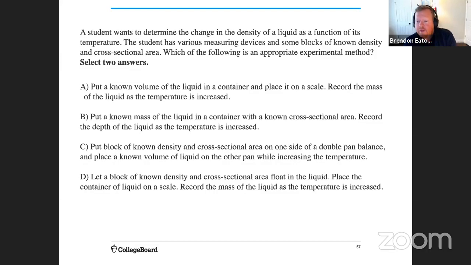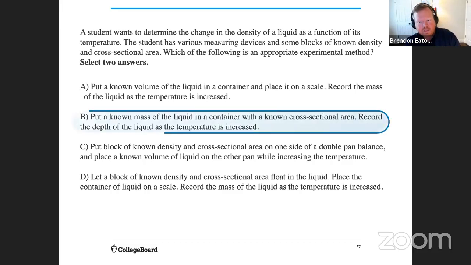And D says let a block of known density and cross-sectional area float in the liquid. Place the container of liquid on a scale and record the mass of the liquid as the temperature is increased. That one seems really difficult. I can't even imagine doing that. So in this case, answer choice B is going to be one of the best answers out of these four. And we'll talk about the bad ones in just a second.